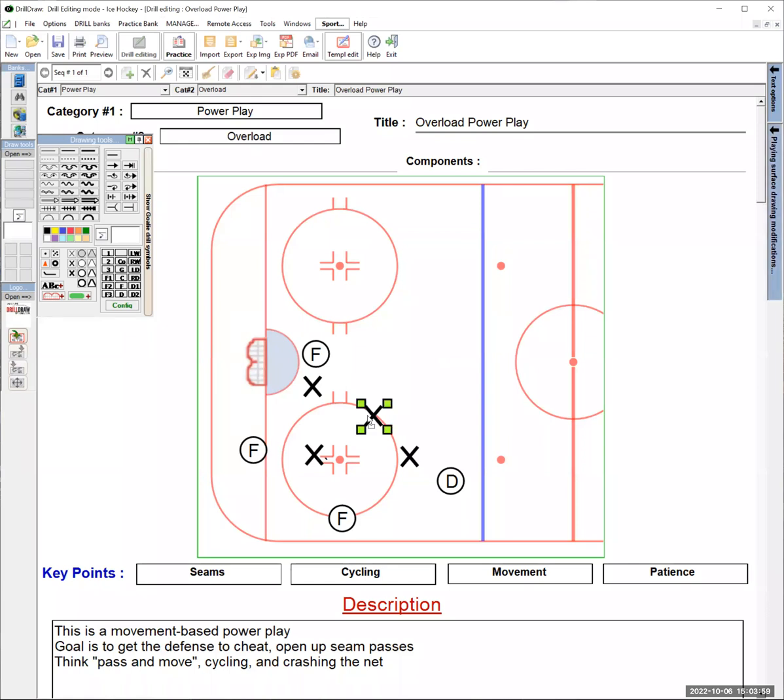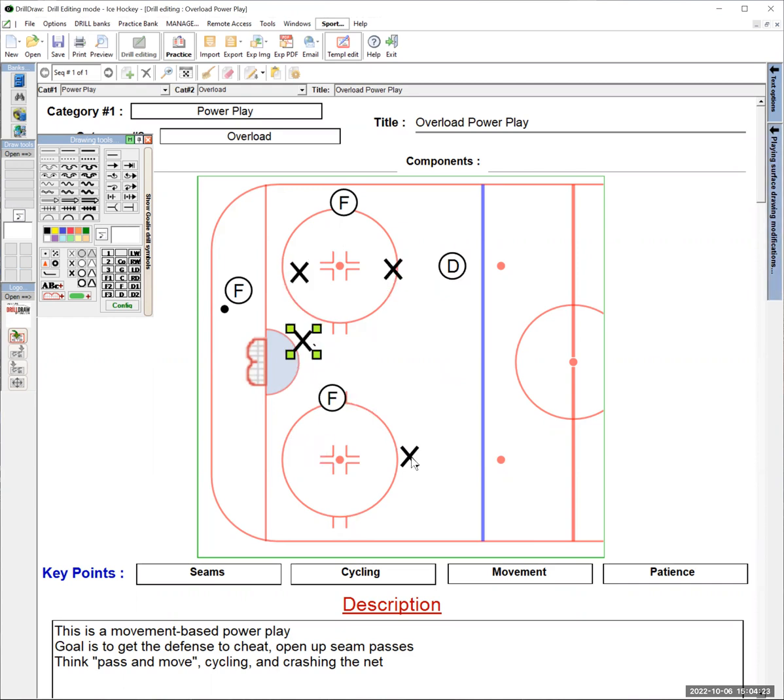But if the D does a good job clogging up the lanes in this particular side, what the offense should do to respond to that is move the puck over to the other side here with a rapid pass and reset on the other, and make the defense sort of quickly scramble to recover and reform their box.